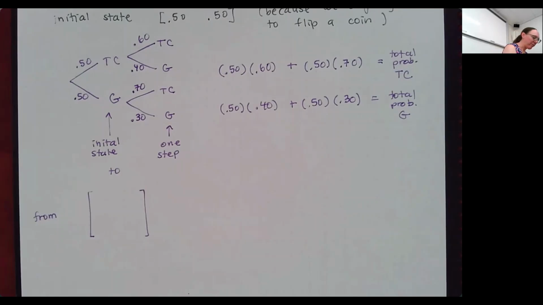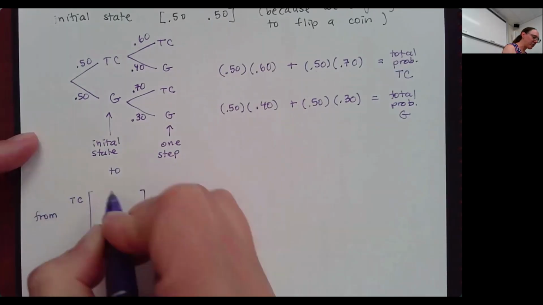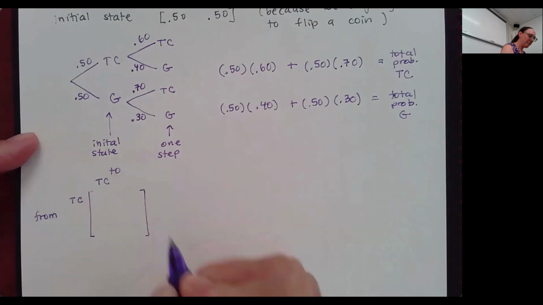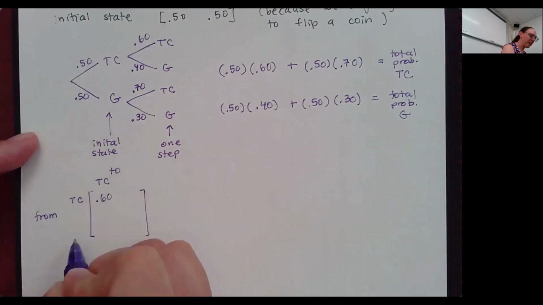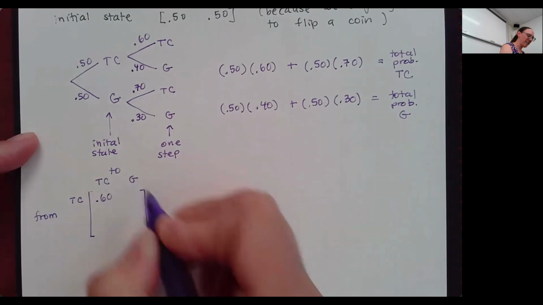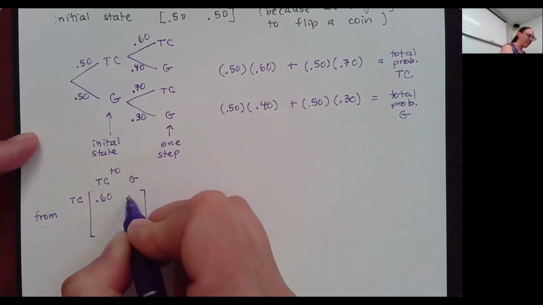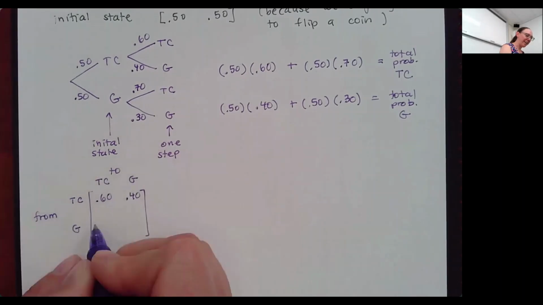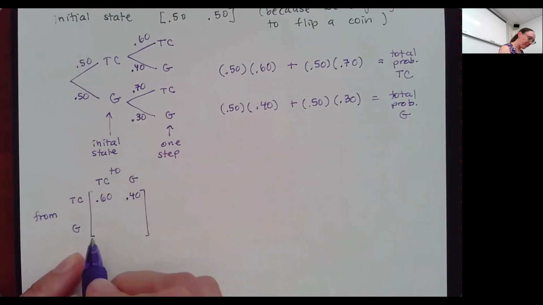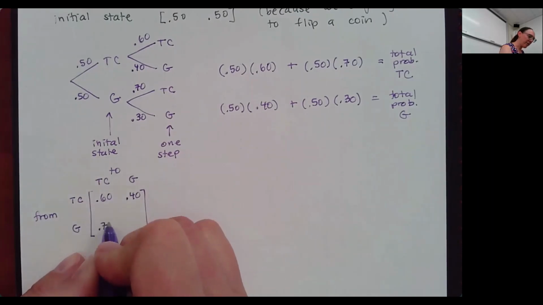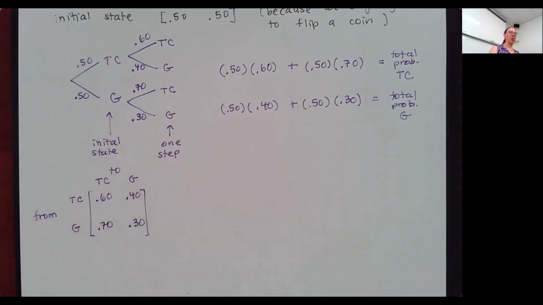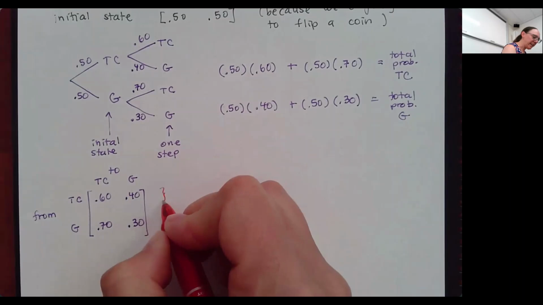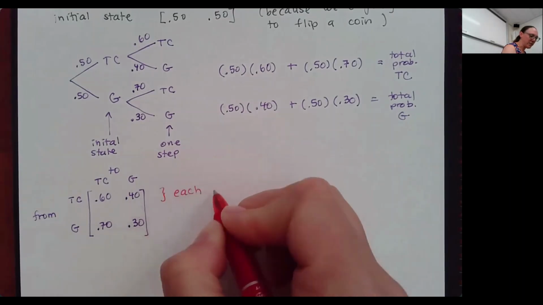So if I'm going from Thai Canteen to Thai Canteen, that probability was 60%. If I'm going from Thai Canteen to Guad's, that was 40%. From Guad's to Thai Canteen was 70%, and from Guad's to Guad's was 30%. So the thing to know, because of the way we're organizing it here, is that each row adds to 1.